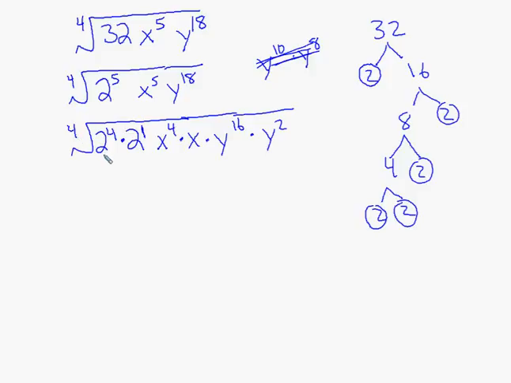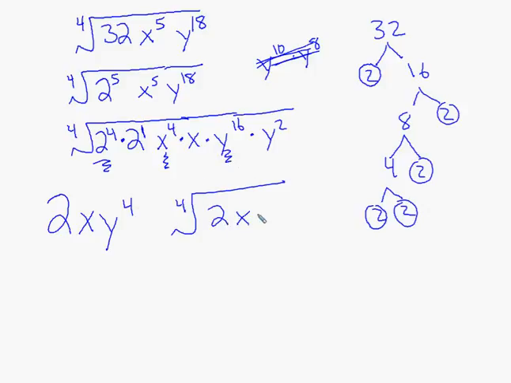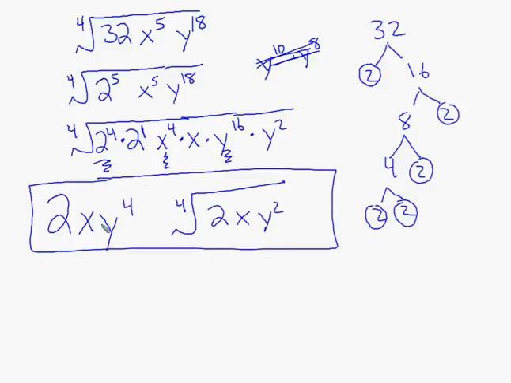So what's the 4th root of 2 to the 4th? 2. What's the 4th root of x to the 4th? And I can't do the 2 or the x. How about the 4th root of y to the 16th? And then everything else is left in here. So I have a 2, an x, and a y squared. And that'll be our answer. Again, not accounting for any negatives.